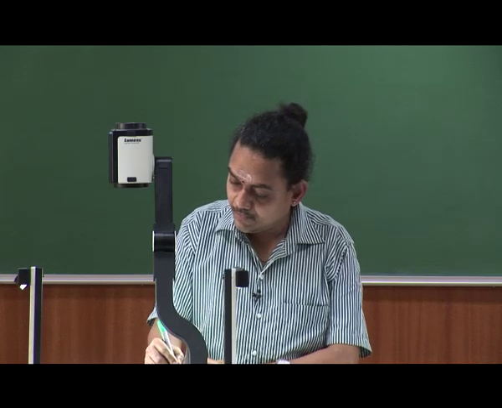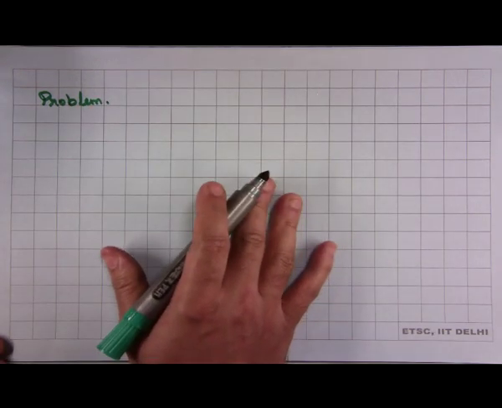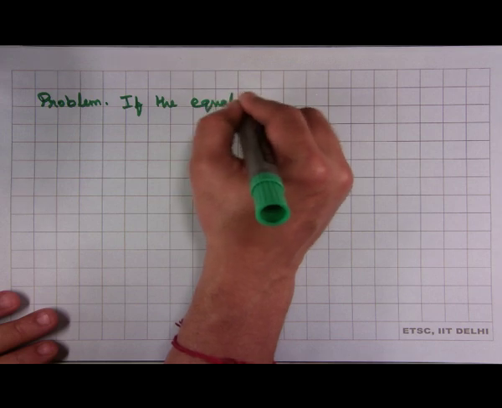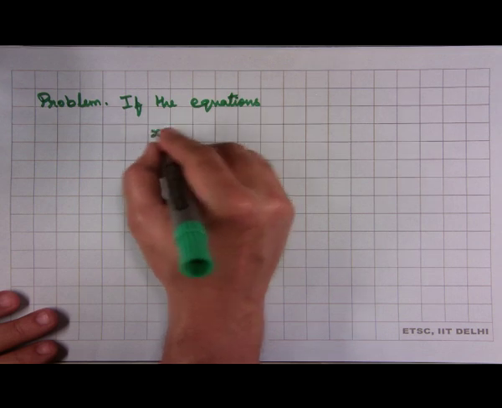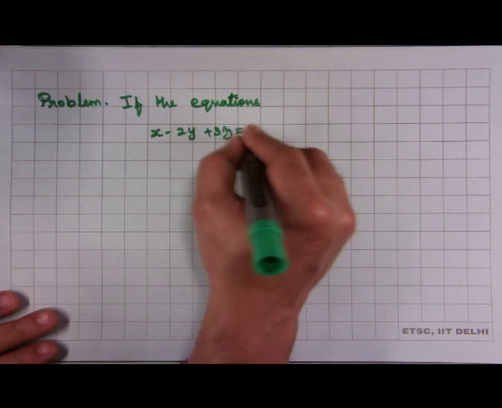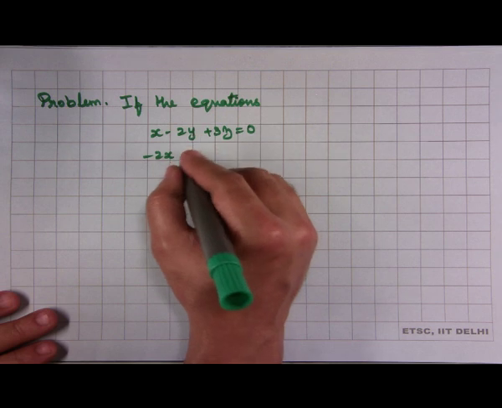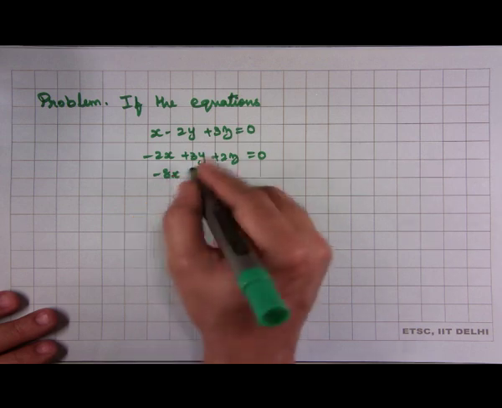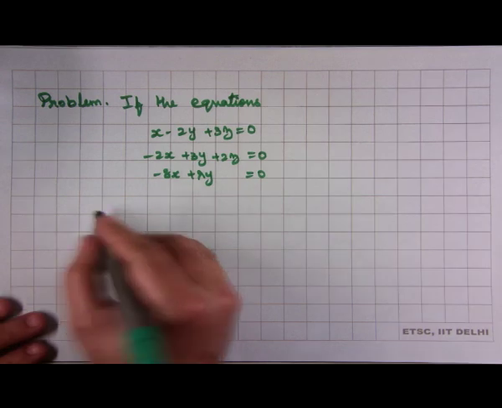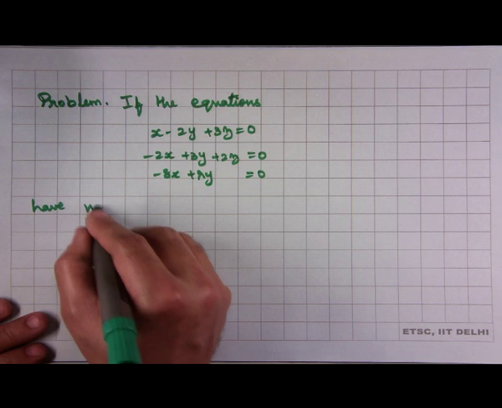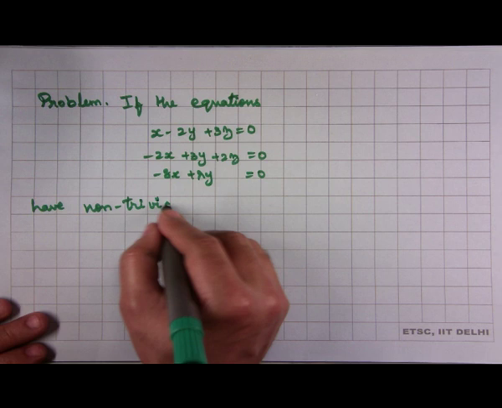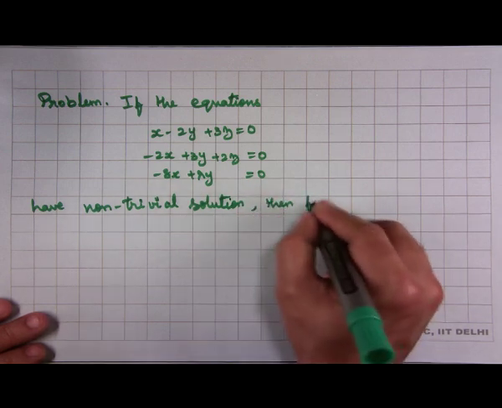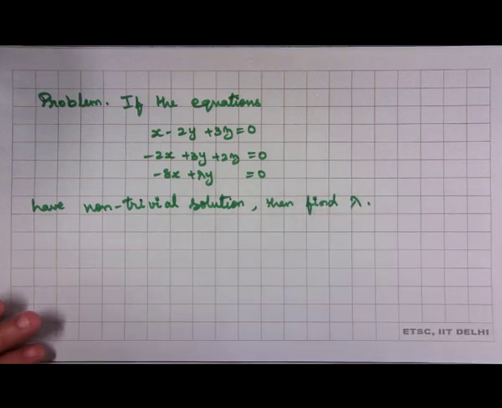Let us do one more problem. If the equations x minus 2y plus 3z equal to 0, minus 2x plus 3y plus 2z equal to 0, minus 8x plus lambda y equal to 0, have non-trivial solution, then find lambda. Solution.